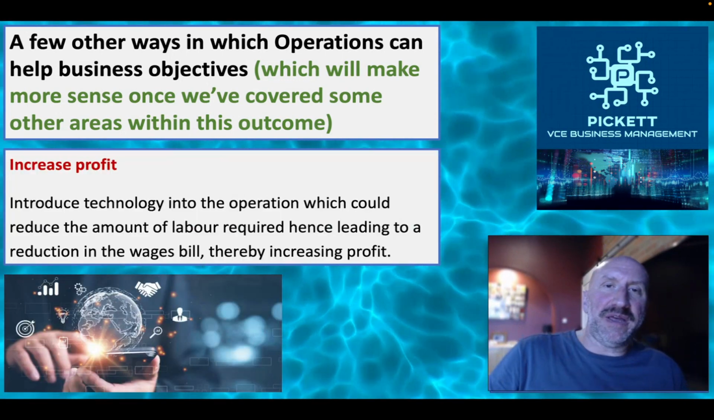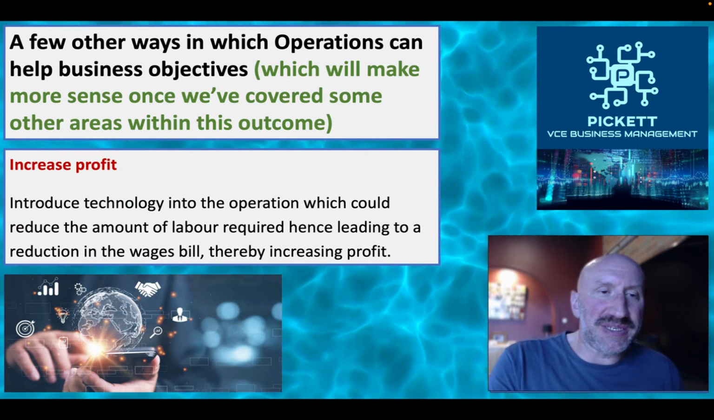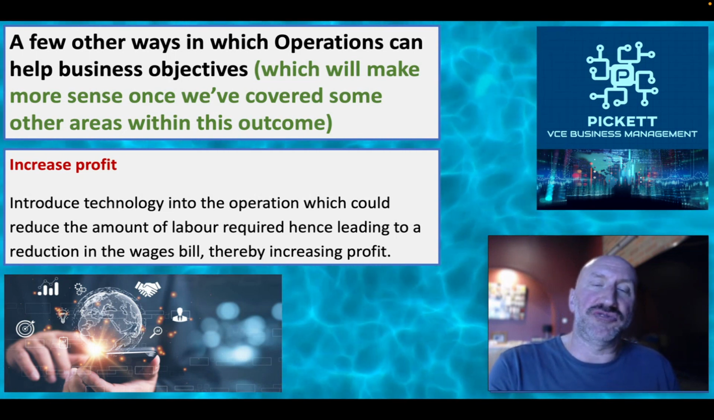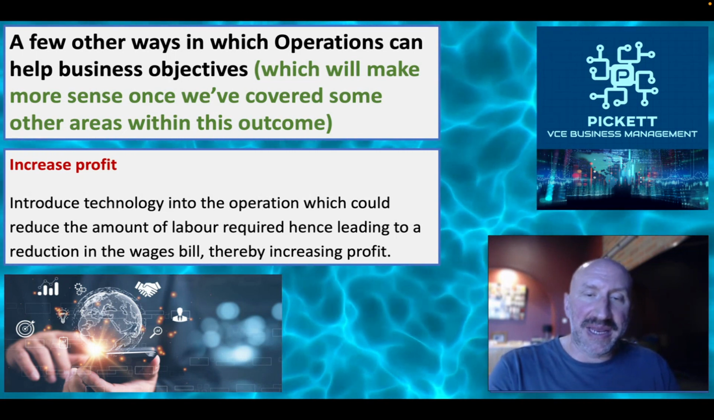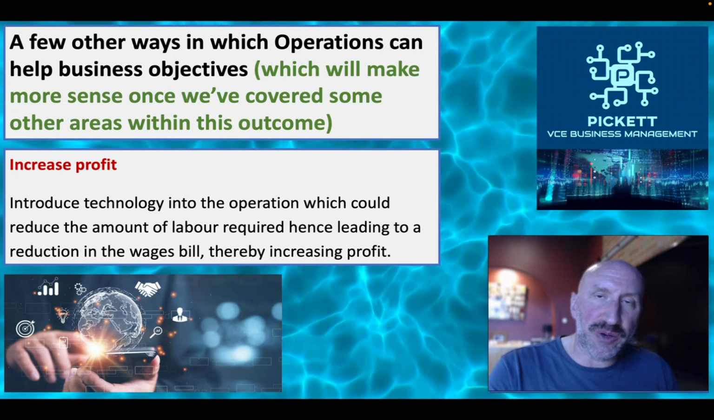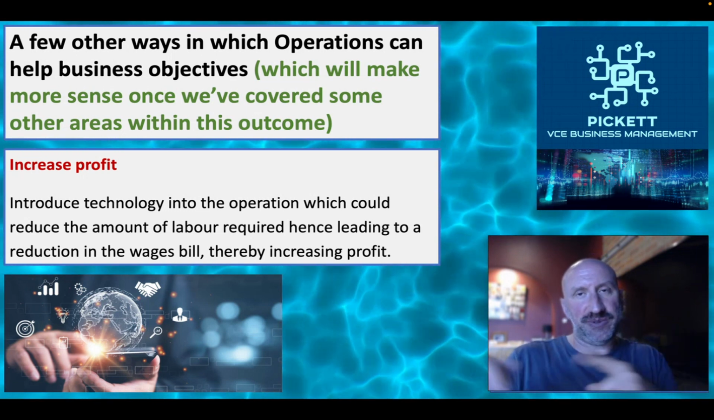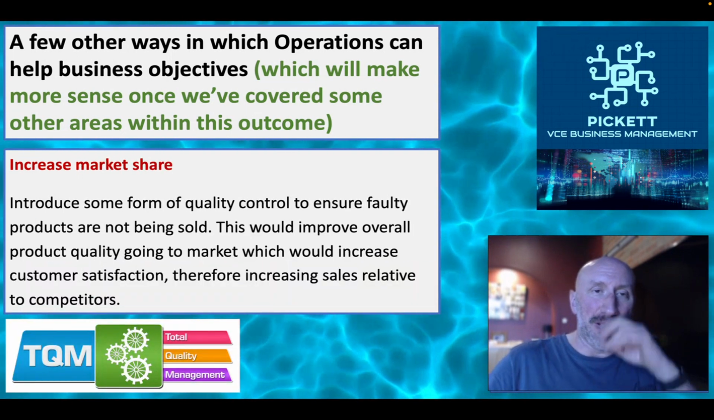So one way operations can help increase profitability is by introducing some technology in the operation. That could reduce the amount of labour required, hence leading to a reduction in the wages bill, therefore increasing profit. So we look at technology specifically shortly.